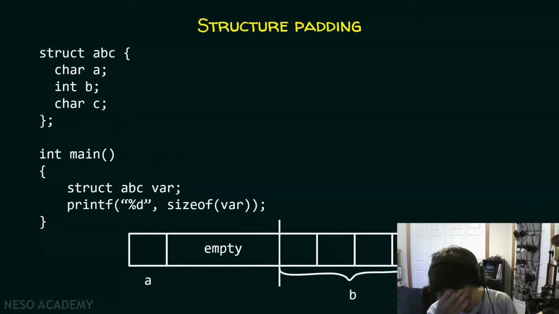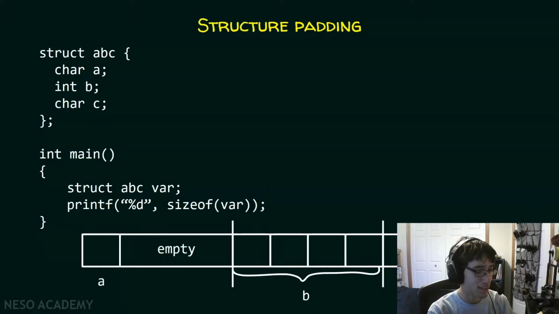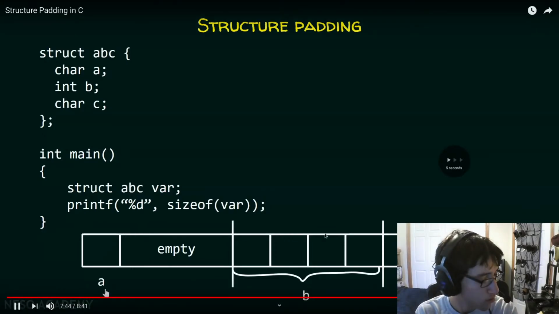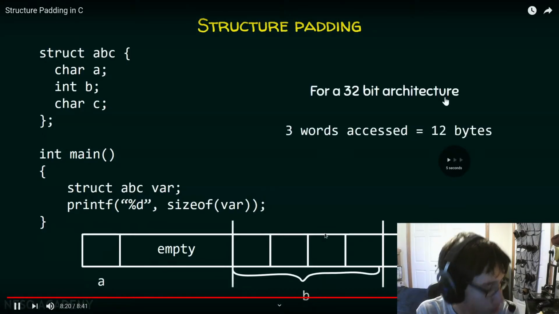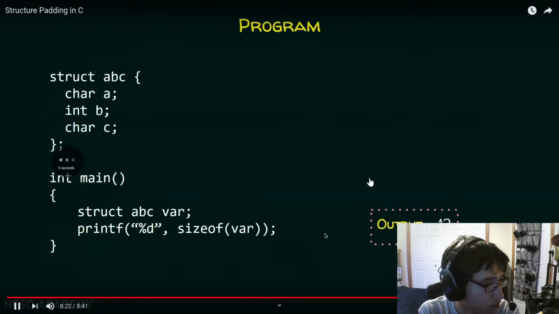Now what happens to character C? Character C will get this location. But one important point we should understand is that at a time, one word will be accessed. In the first CPU cycle, the processor will access this, which means the integer will get accessed in one cycle. Okay friends, hence the output of this program is 12.